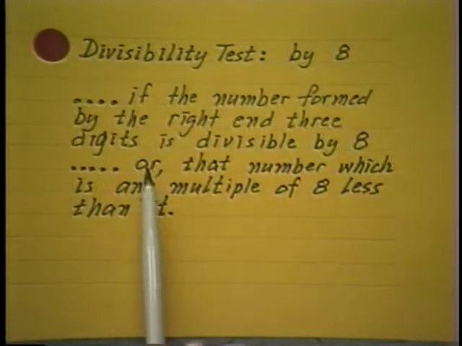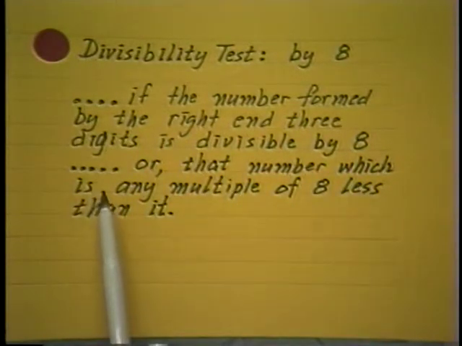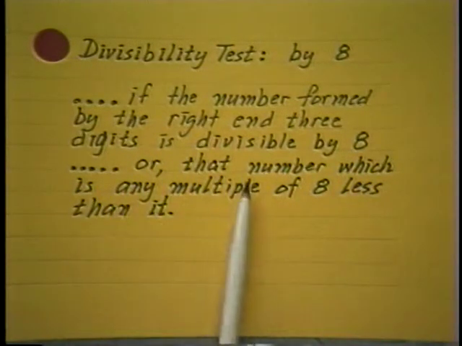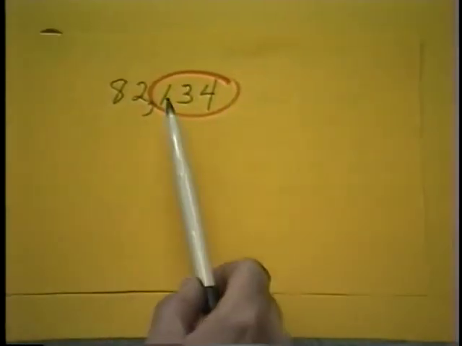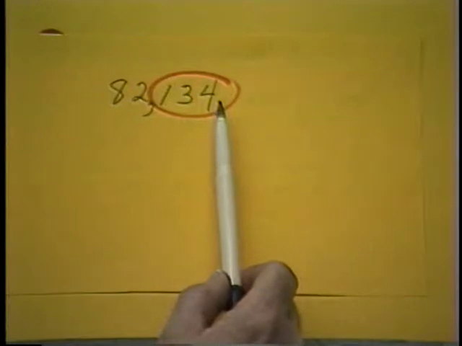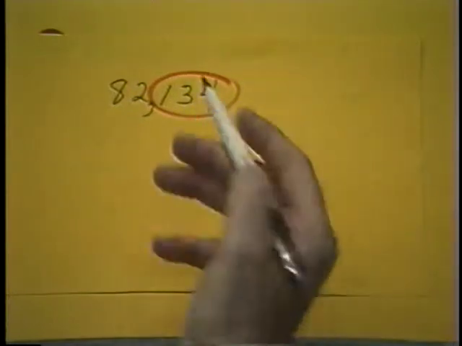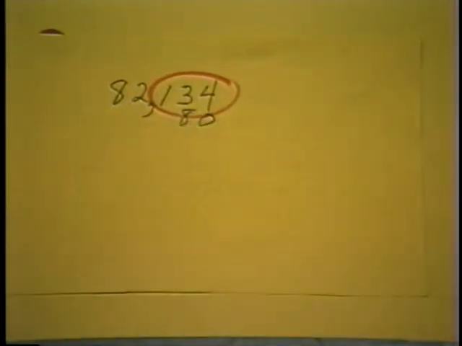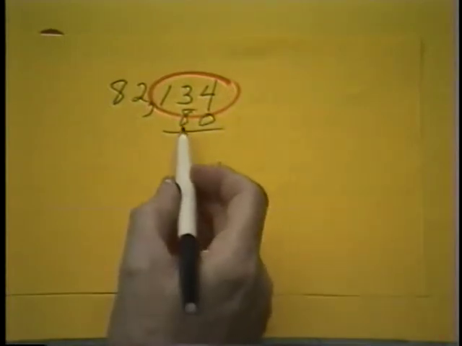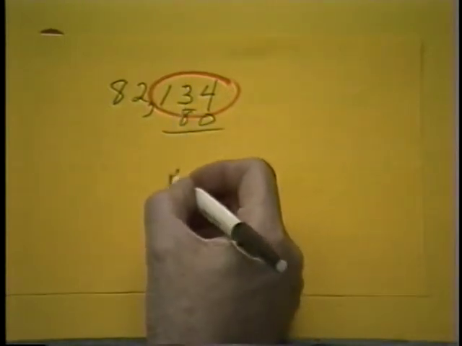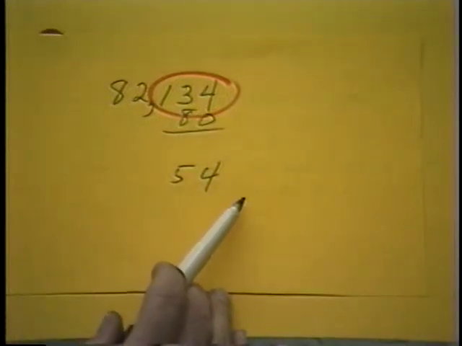So our second phase is to subtract any multiple of 8 less than that number. If this is still too large for us to mentally handle, take any multiple of 8. Well, 80, that's 10 times 8. Subtract that and we get 4. 8 from 13 is 5. Is that divisible by 8?